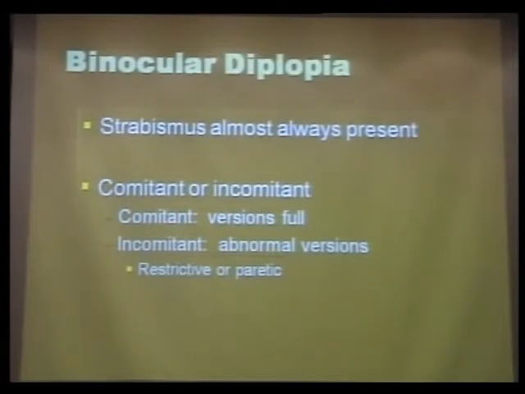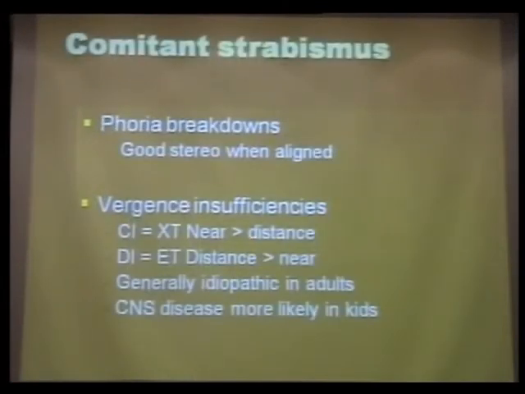And then we get to the rest of the people with binocular diplopia. In these cases, most of the time, they will have strabismus. Now, the strabismus could be comitant or incomitant. If the strabismus is comitant, by definition, the eyes are going to move normally. The versions and ductions are full. But if it's incomitant, one or both eyes are not moving fully or are over-moving in some direction, and then you deal with the question: is this restrictive or paretic disease?